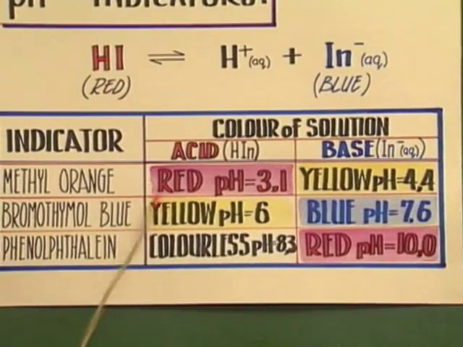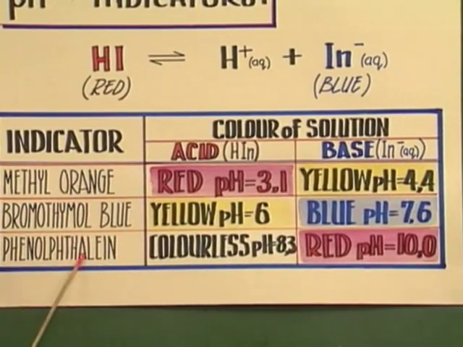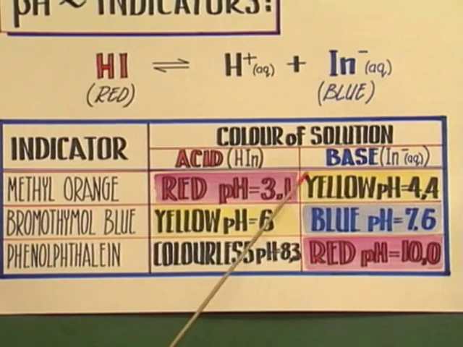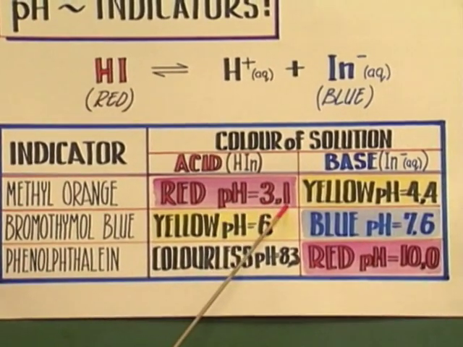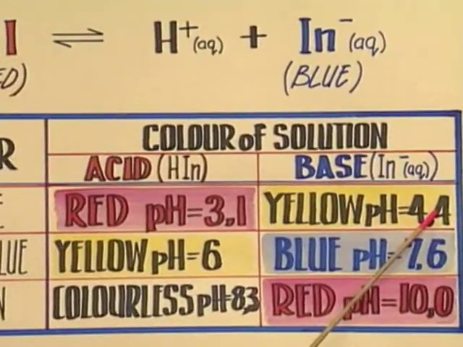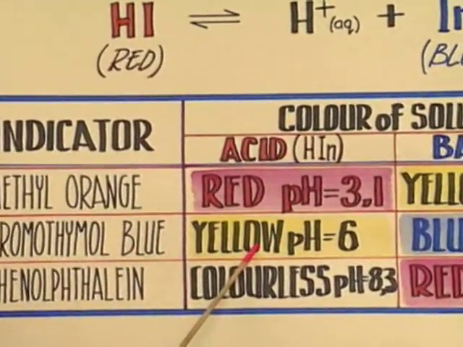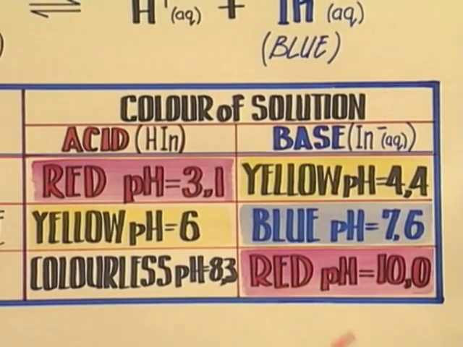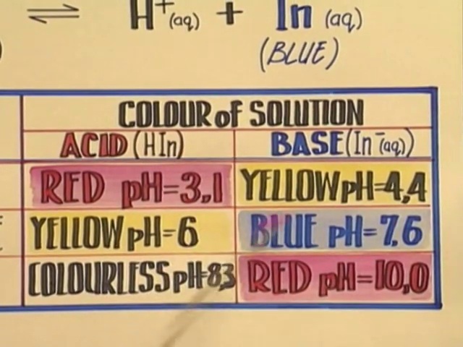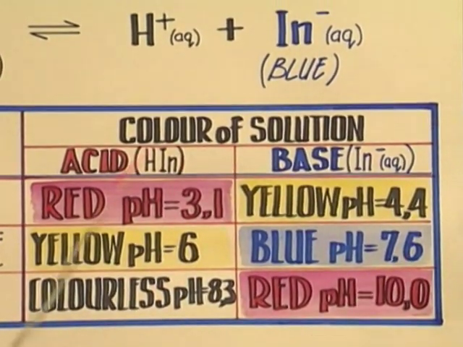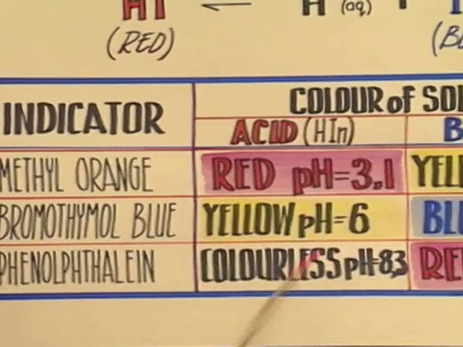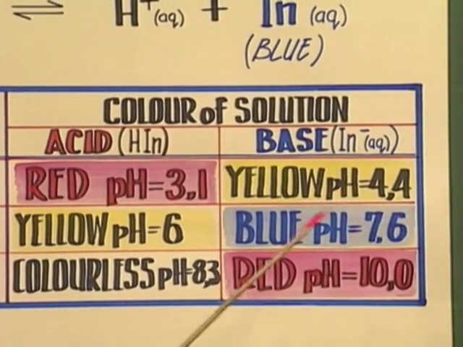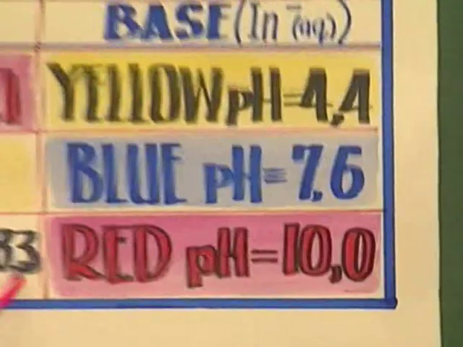This table shows the colors and the pHs of 3 indicators. Methyl orange is red in acid and yellow in a base, and the color change takes place from pH 3.1 to pH 4.4. Bromothymol blue is yellow in acid and blue in base. Ira, can you tell me in which pH range it will change color? From 6 to 7.5, sir? No, it's actually 6 to 7.6. Right, Ira? Phenolphthalein is colorless in acid and red in alkali or base. In what pH range will phenolphthalein undergo a change of color? 8.3 to 10.0, sir. Correct.